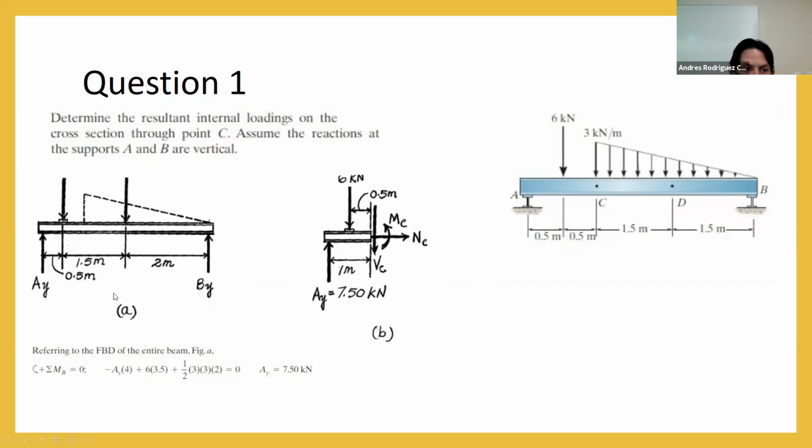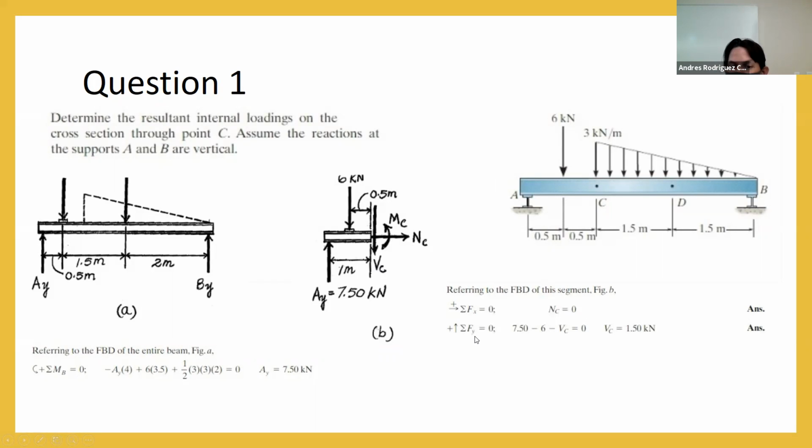After knowing this reaction, we have to obtain the internal loads that are going to be applied at the point C. So we proceed to draw this free body diagram in order to analyze what forces are acting. We are going to have the reaction, the point load here, a shear here, a moment here, and an axial load here. The easiest one is the axial load, because we don't have horizontal loads here, so the axial internal load is going to be 0 in this case.